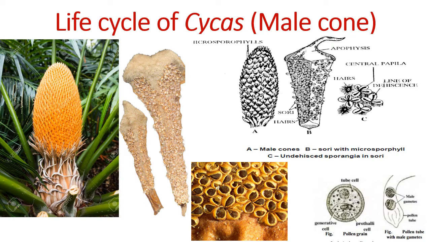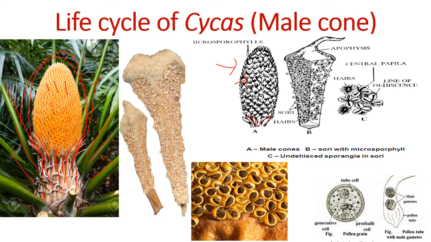The male cone of Cycas is present on the male plants. Here you can see it is present at the upper portion of the plant, among the leaves. You can see the crown of leaves, and in the middle the cone is growing. At the base you can see some protective bracts, and the scale-like structures are actually the sporophylls. Similar structure is represented here: the protective bracts, and these all are the sporophylls.